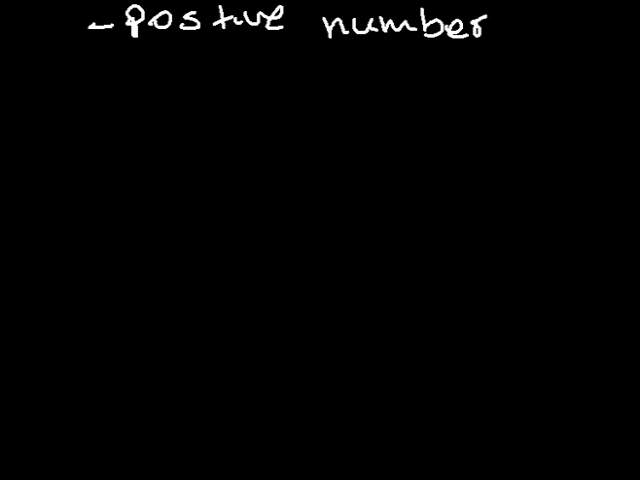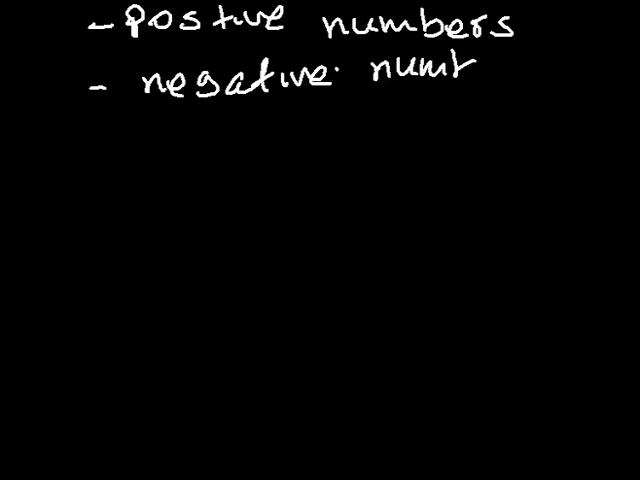So, we have three classes of numbers. We have what we call positive numbers, and we also have what we call negative numbers. And we also have what we call zero. So this is the classification of the numbers in terms of positive, negative, or zero.